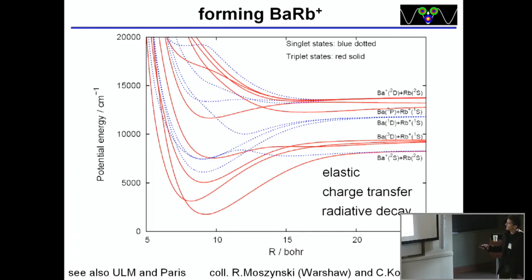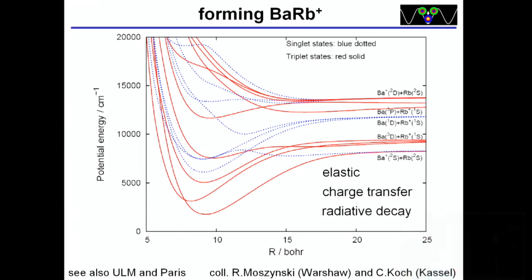You have an elastic scattering rate, a charge transfer rate, and this radiative decay. And these rates look very promising for the barium rubidium system, as our collaborators Robert Moszynski and Christiane Koch in Kassel calculated for us.